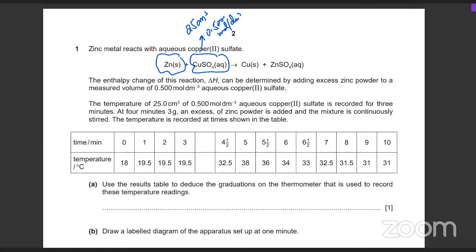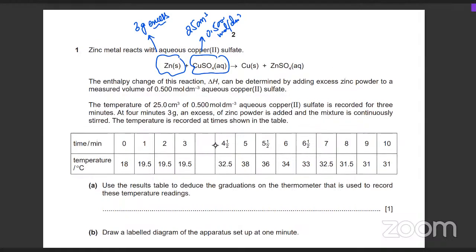So at 4 minutes, he adds 3 grams of excess. So there's 3 grams of, remember, excess. So he's adding a lot of zinc to it. And then the reaction starts. So at 4 minutes, TK, this is where the reaction is going to start. And as soon as he adds it, the temperature starts to rise. Use the results table to use the graduations on the thermometer that is used to record these temperature readings.